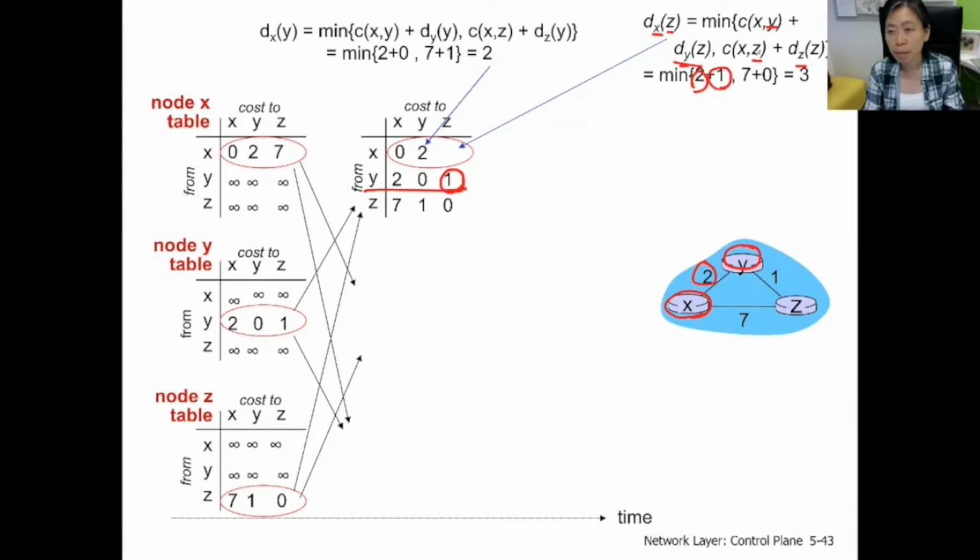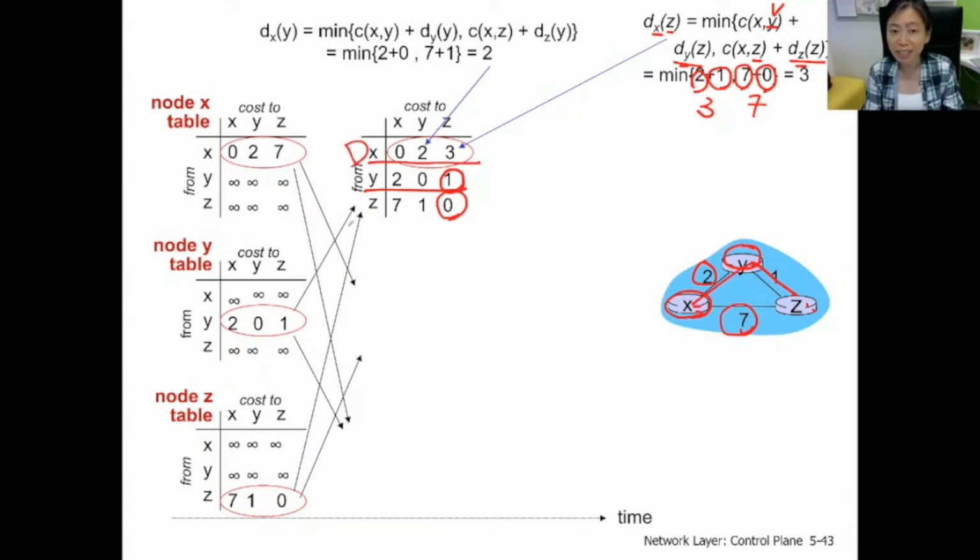Now for the second neighbor z, link cost from x to z is 7, so 7 here. The shortest distance from neighbor z to z is trivial, and it should be 0 in the table. So this is 7 and this is 3. Therefore, y wins again. To go from x to z, take this path. And we can add 3 back to the distance vector of x.